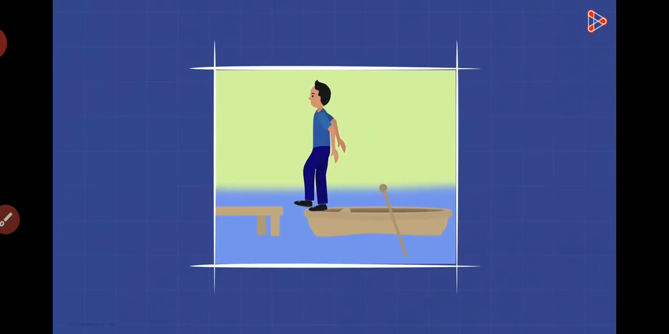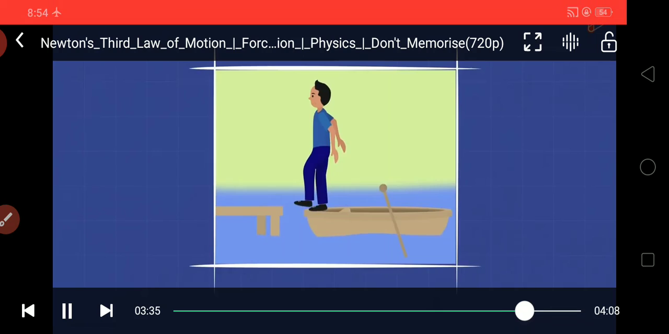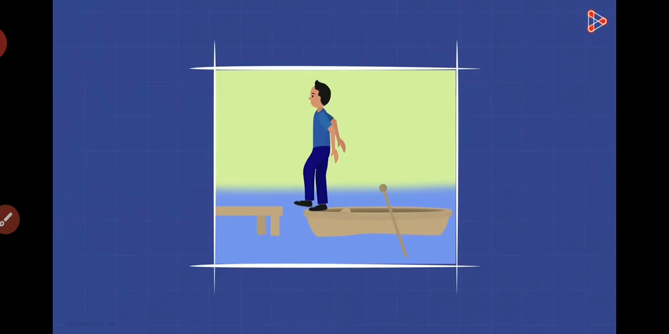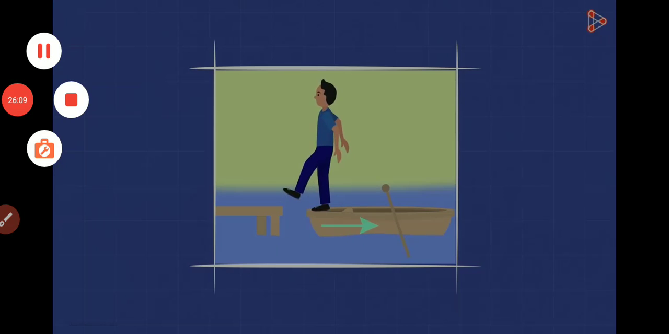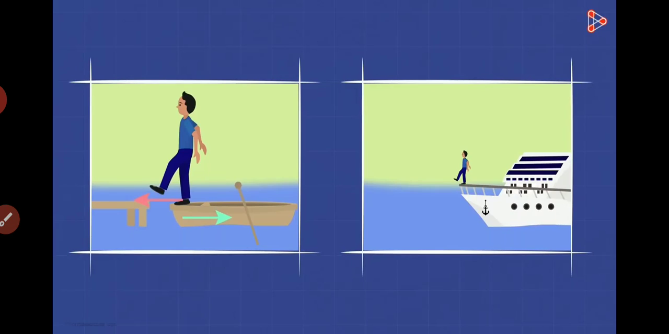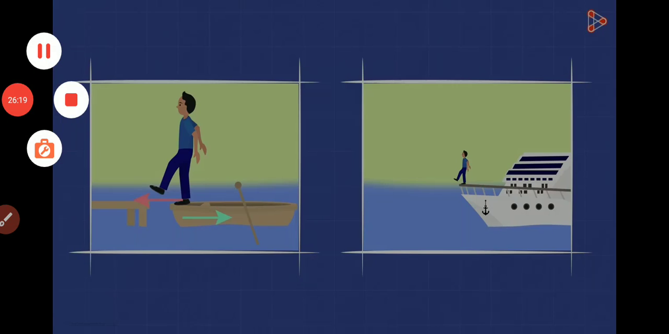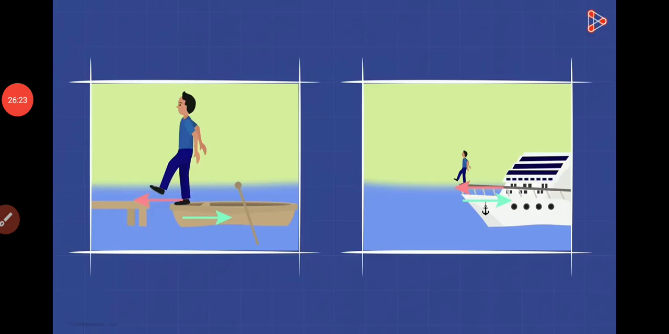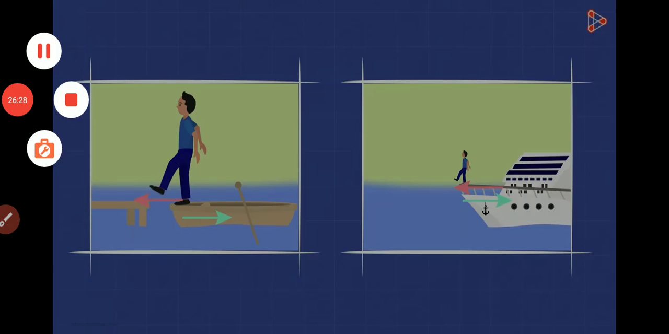If you're in a boat and step out of it onto the land, there are two forces involved. You pushing the boat backward and the boat pushing you forward. And that's why you see the boat go backward when you go forward. Now let's say a sailor jumps off a huge ship. The sailor does apply a force on the ship, and the ship also applies a force on the sailor. But do you think the ship will accelerate as much as the sailor?